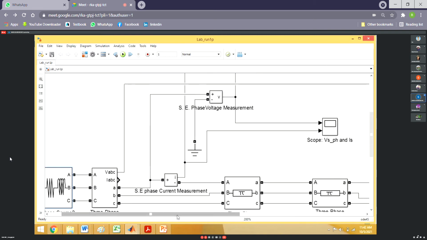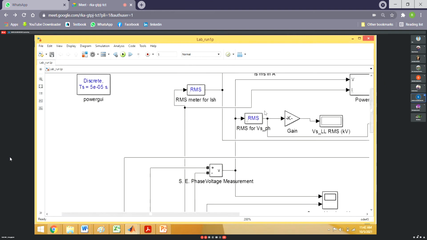Now, since we want to measure sending end current, I am taking the sending end voltage and current from here, phase current, phase voltage, so only for A phase, not for the combined one. If I go through the current measurement, we can see the current. If we go through the voltage measurement, we can see the voltage. But voltage measurement or current measurement will provide you the voltage and current in the instantaneous value. So you can observe it through the oscilloscope. Here it is scope. But if you want to get the RMS quantity, then you have to go through the RMS measurement and display it.